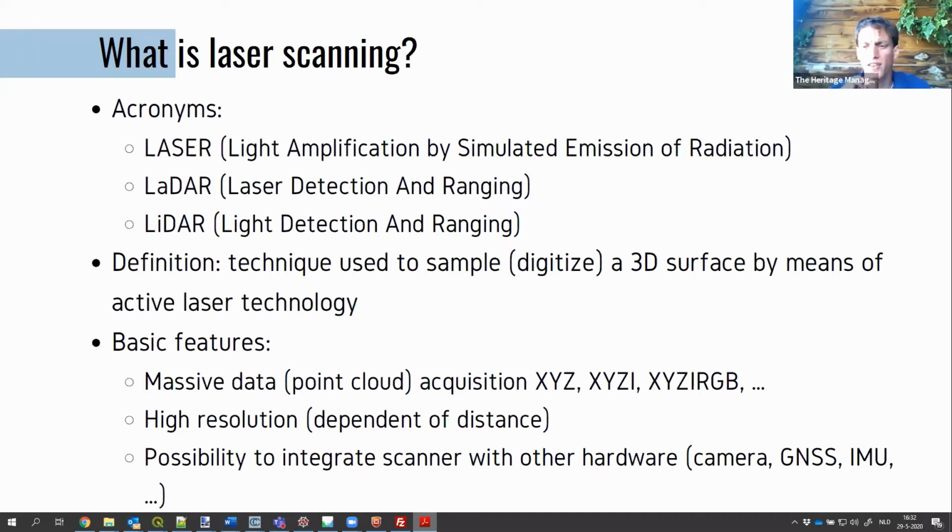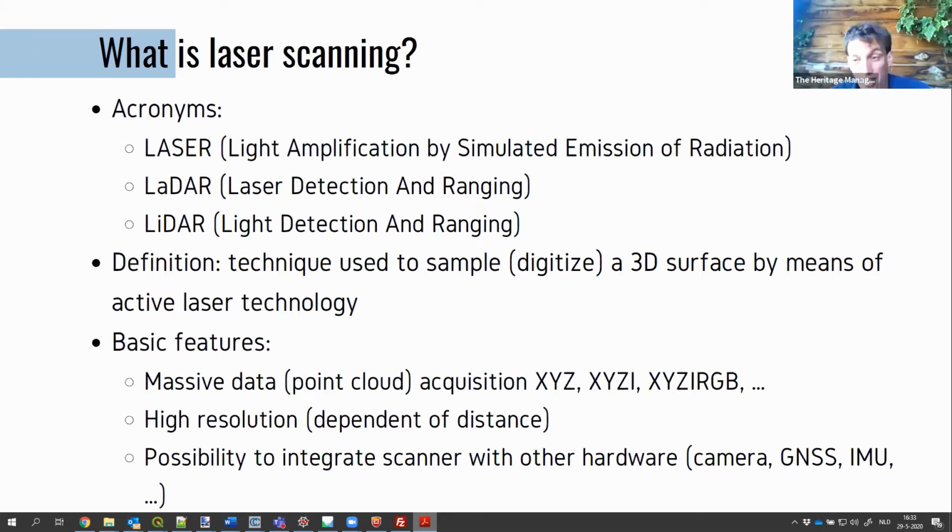We are emitting a signal, we have an echo of that signal, and there's a loss of signal mainly caused by the surface that creates this echo, and the difference is then used as an intensity value. Even combinations of geometry and intensity are possible, and if you have a camera attached to your laser scanner, you can also have colored XYZ coordinates, colored point clouds.